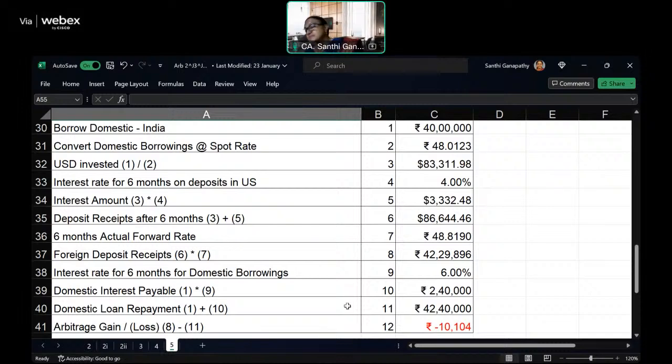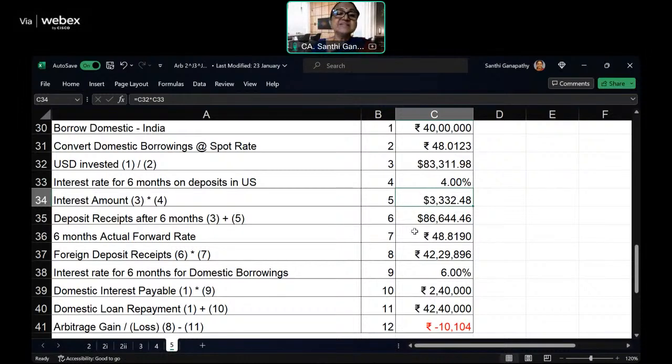You are borrowing 40 lakhs, converting the domestic borrowings at spot rate. So how much do you get? Invest that USD. What is the interest amount you'll get for 6 months? So totally what will be the deposit receipts? Apply the 6 months actual forward rate, get the foreign currency receipts, repay your domestic loan along with interest, compare foreign deposit receipts, how much you got, how much you repaid, whether there is a gain or loss.